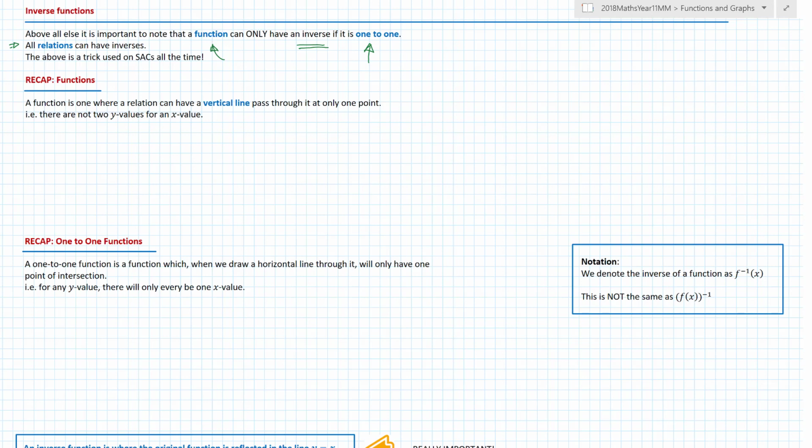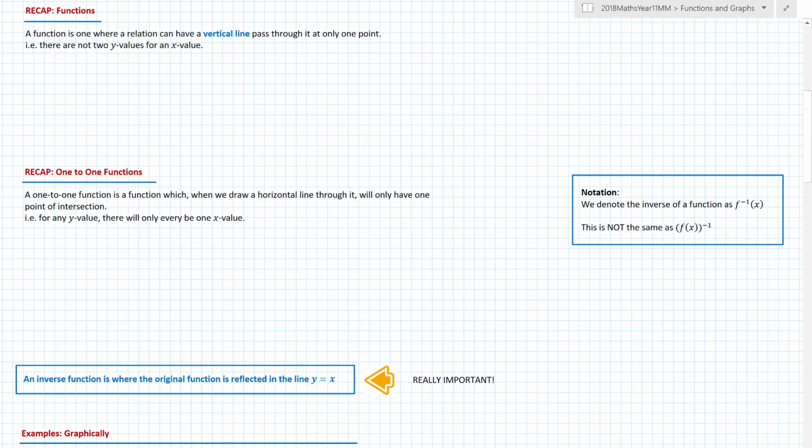Right, so what's a 1-to-1 function? Well, firstly, if you remember, a function is one where the relation can have a vertical line pass through it only at one point. All right, so in this situation, going back to my trusty y equals x squared, that is a function. I can draw vertical lines all the way through that graph and it will only ever cut once. And as it says here, you can't have 2 y values for an x value.